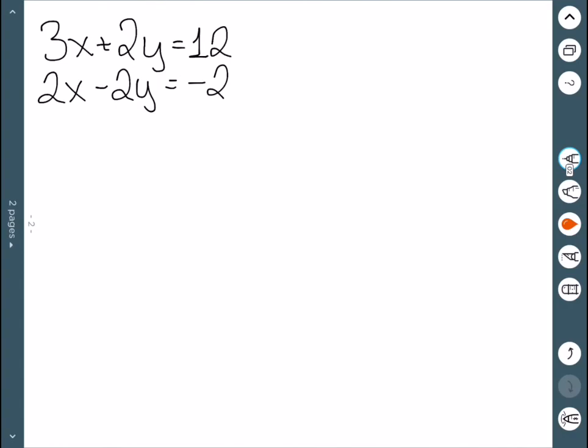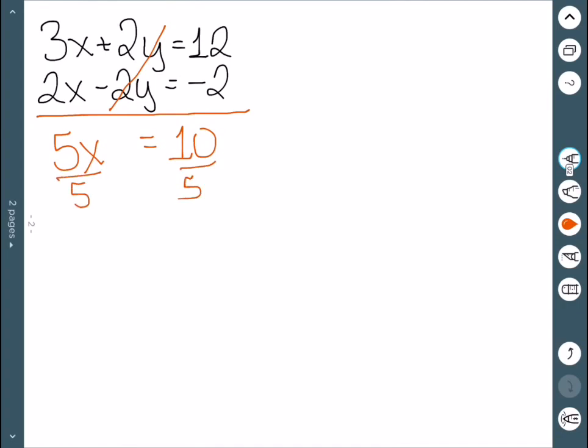Here we can see a system of equations. And like I said, we're looking for additive inverse coefficients on one of our variables. And we already have that here. So we actually get to skip the first step and just add these up. 3x plus 2x is 5x. 2 minus 2 is 0. And then on the right-hand side, 12 minus 2 is 10. Dividing by 5 gives that x is equal to 2.